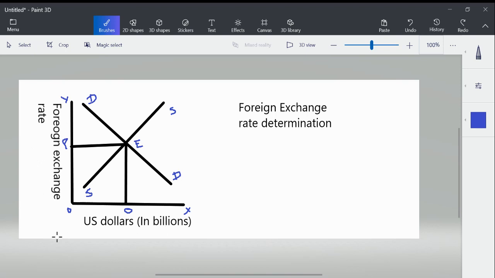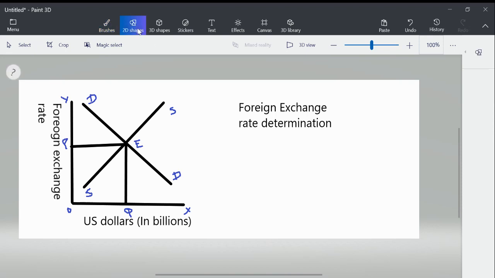And the US dollar is the commodity which is being bought and sold. The commodity is the US dollar and it is measured in terms of billions. That is the unit with which the commodity is bought and sold. So the equilibrium quantity shows the quantity bought and sold at this price. P is the price, P is the foreign exchange rate. So if the foreign exchange rate is P, then the quantity of US dollars bought and sold is Q. So this is what we discussed till now.